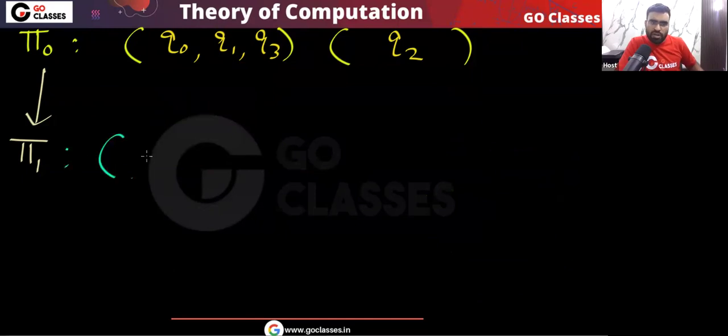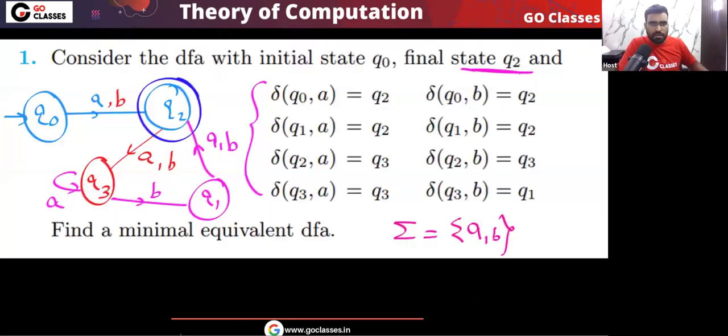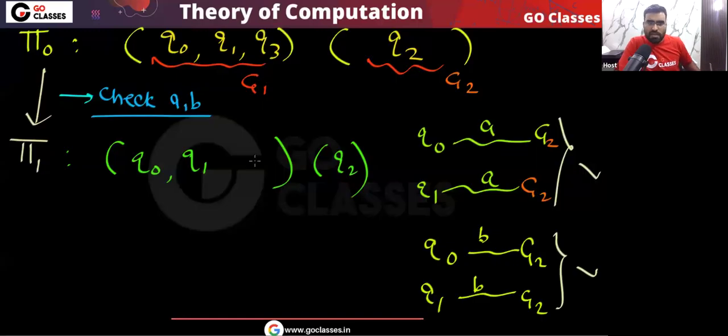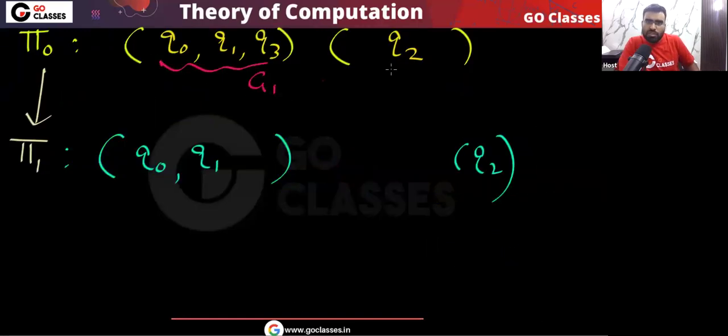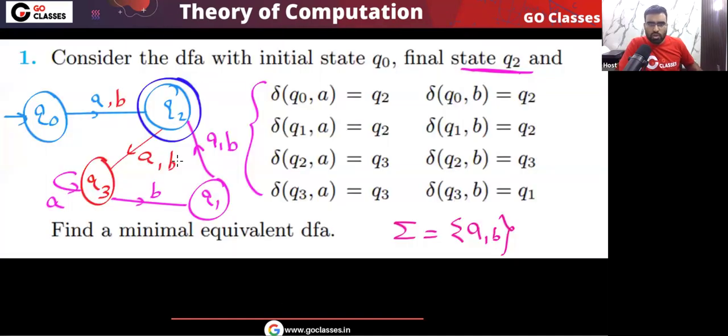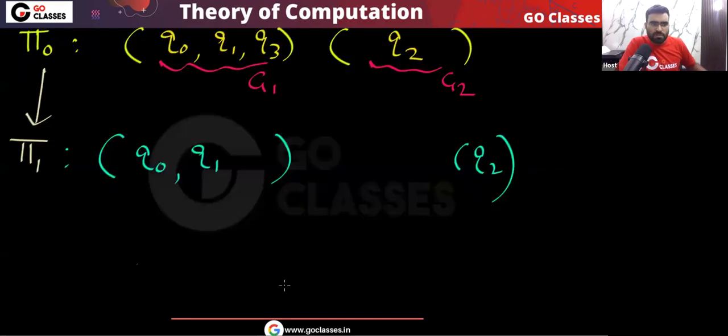So remember, we have already found that Q0, Q1 will be together, no problem. Q2 is already separate, no problem. Now we have to check what about Q0, Q3? Remember, this was your group G1, this was your group G2. Q0, Q3 on A, they are going to different groups. Can you notice?